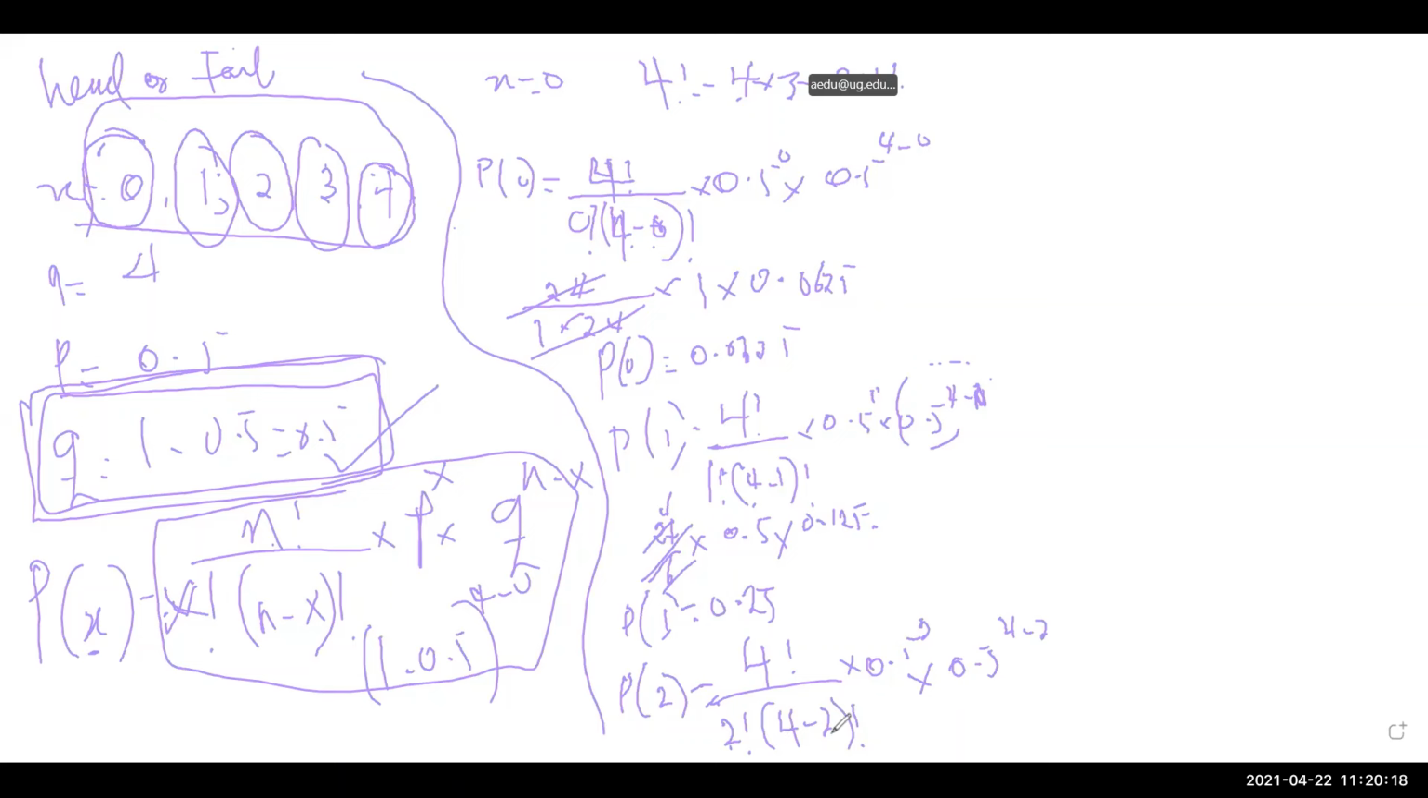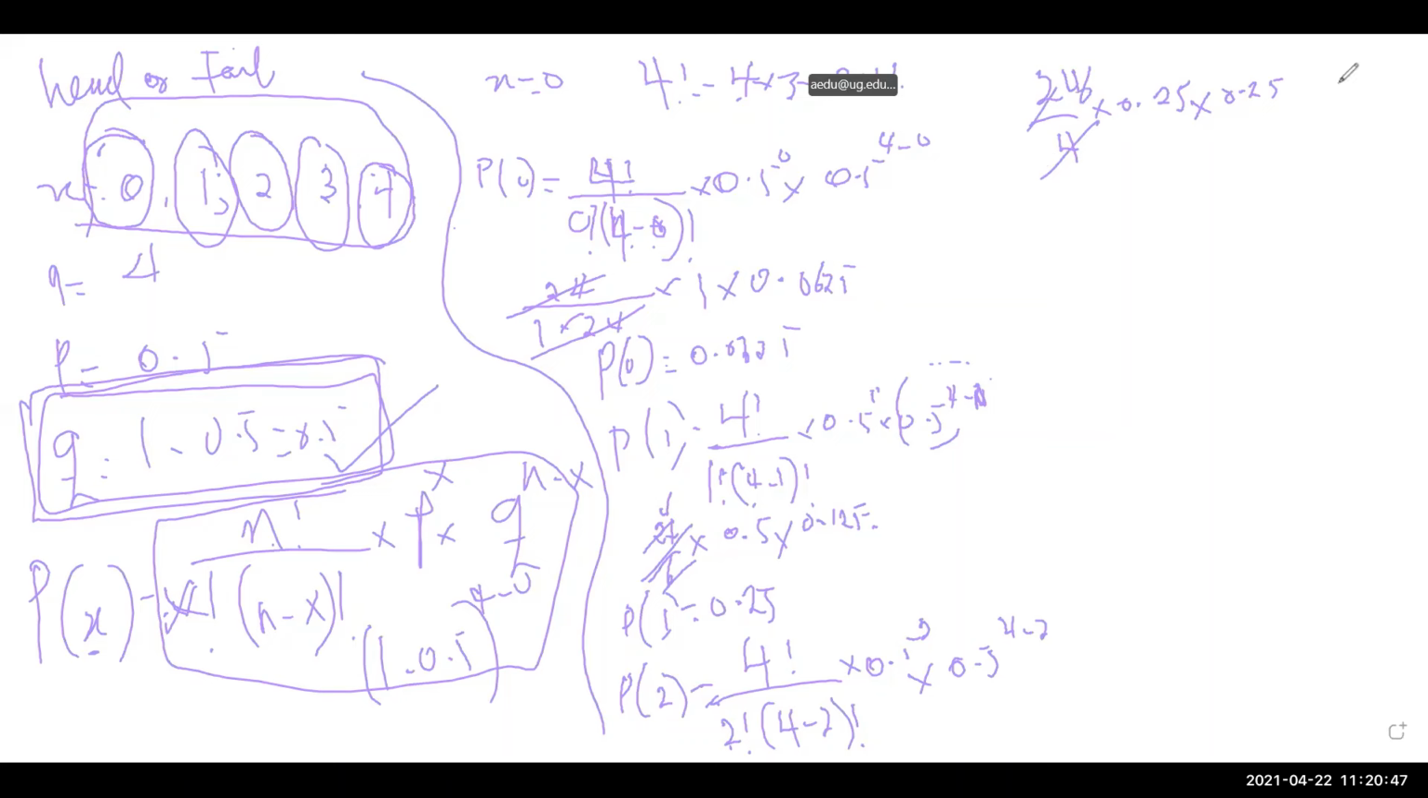4 times 4. No, 2 factorial is also what? 2. Sorry, 2 factorial is 2. So 2 times 2 will be 4. So you have 24 divided by 4 times 0.5 raised to the power 2, which is 0.25, right? Yes, sir. Times what? Another 0.25, because this will give us the same here.